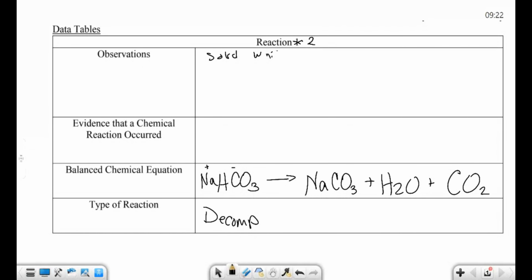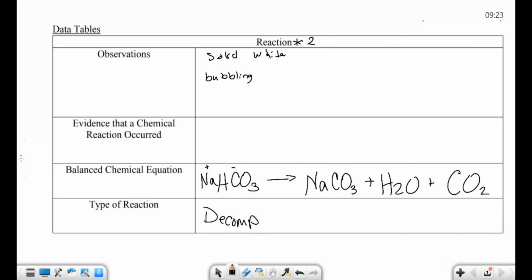Okay? We said this was a solid, right? Okay? We saw it bubbling, right? We saw the powder bubble a little bit. That means that there is a gas pushing the powder up. Let's see if we can. I don't see it happening again. Okay. Let's go ahead and turn this off. Okay.